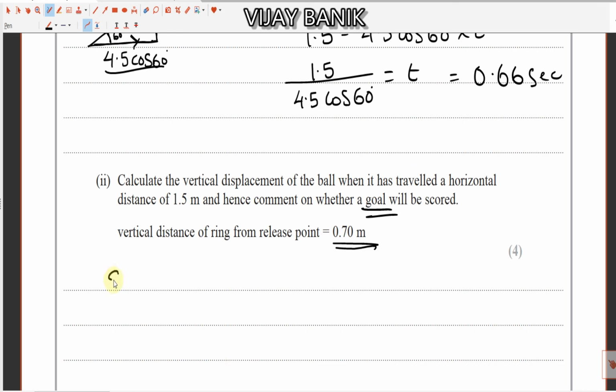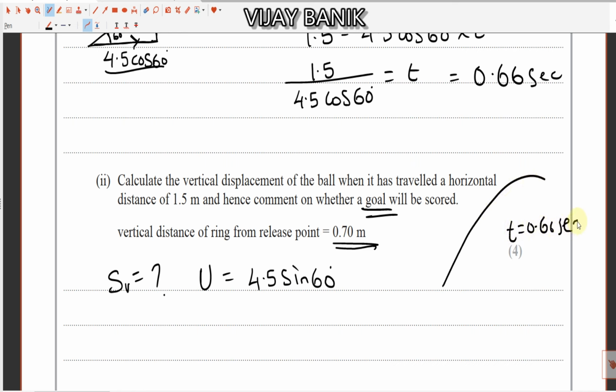What is the vertical height it has reached? What was the initial velocity of this? Initial velocity is 4.5 sine 60. It's going up, right? So I want to find at what height it reached in that time, 0.66 seconds. So what was the initial velocity? Vertical. Since we are talking about vertical height, I have to use vertical velocity. How much is that? 4.5 sine 60.